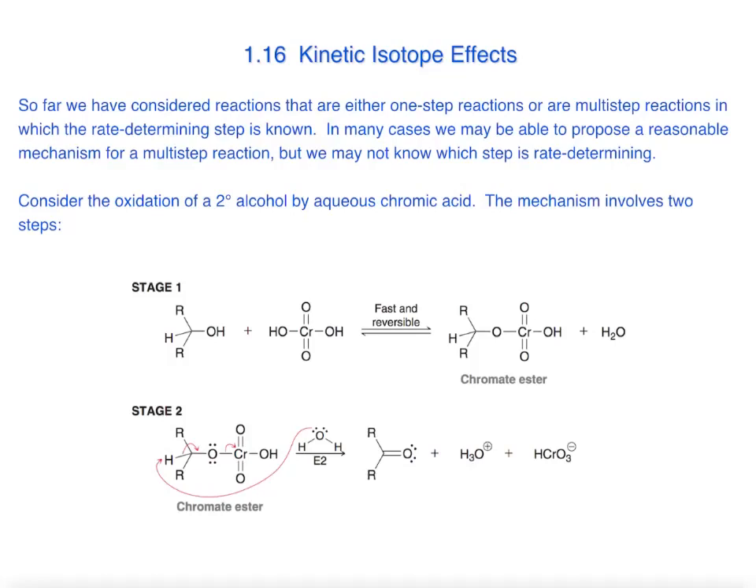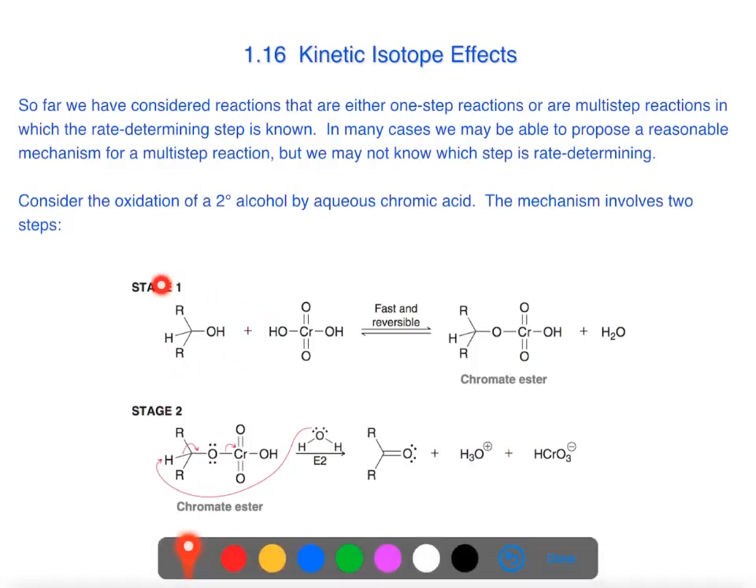For example, let's consider the oxidation of a secondary alcohol by aqueous chromic acid. The mechanism involves two steps, where first we have our alcohol interacting with chromic acid in a fast and reversible manner to form the chromate ester. And then in a second subsequent step, the chromate ester undergoes reaction with water to form a ketone.